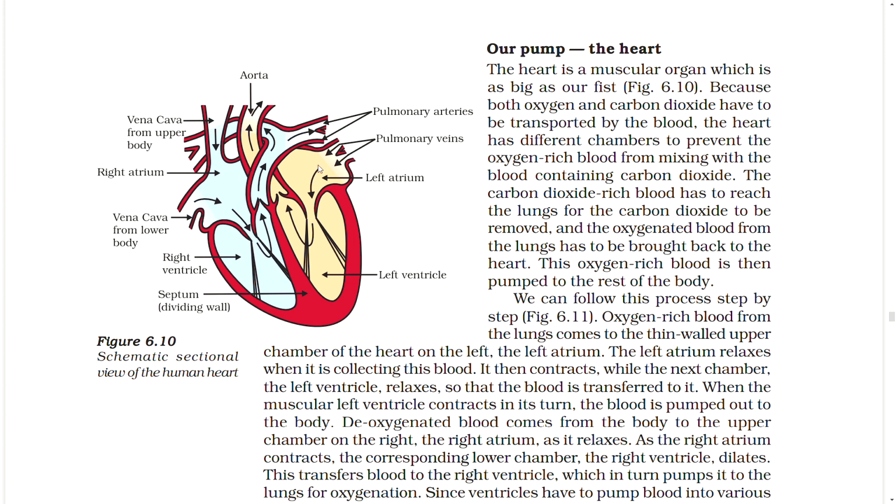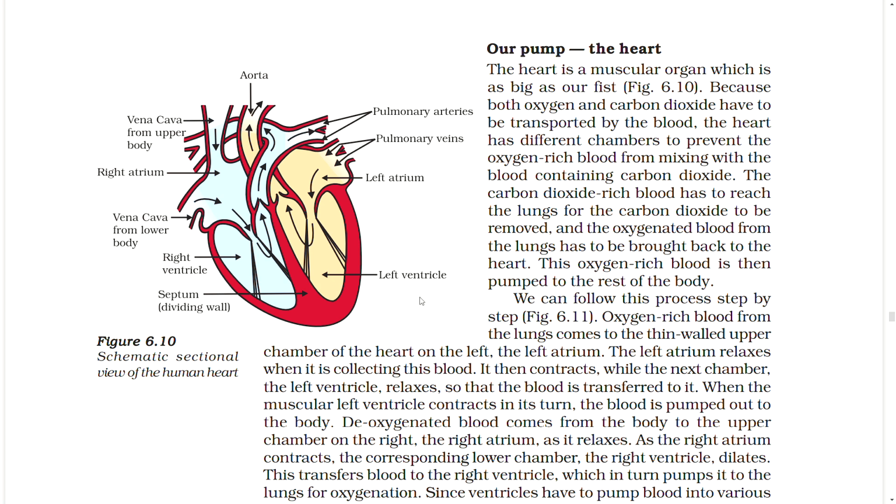Figure: a schematic sectional view of the human heart. Aorta, vena cava from upper body, right atrium, vena cava from lower body, right ventricle, septum dividing wall, left ventricle, left atrium, pulmonary veins, pulmonary arteries.